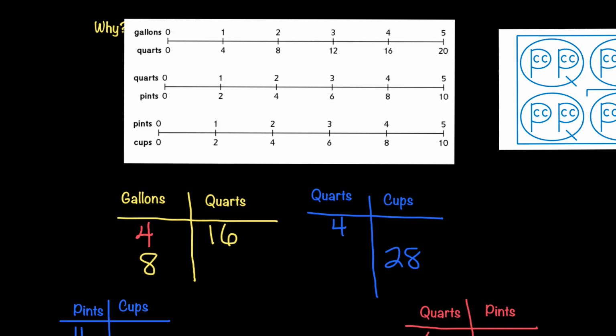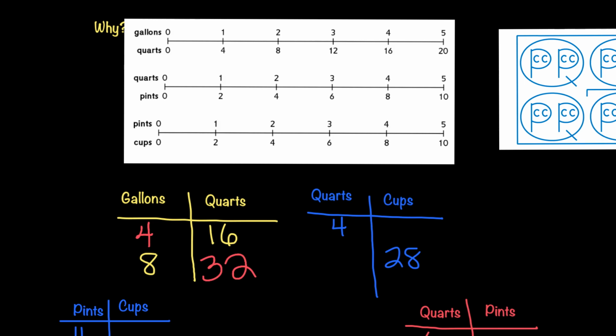And now we're going to look at 8 gallons. Uh-oh, my chart doesn't go that high. It only goes to 5. So how do I figure that out? Well, again, I've got to go back to the 1. So 1 gallon is equal to 4 quarts. So if I have 8 gallons, that means I'm going to do what? Multiply. So 8 times 4 is going to give me 32. 32 quarts.